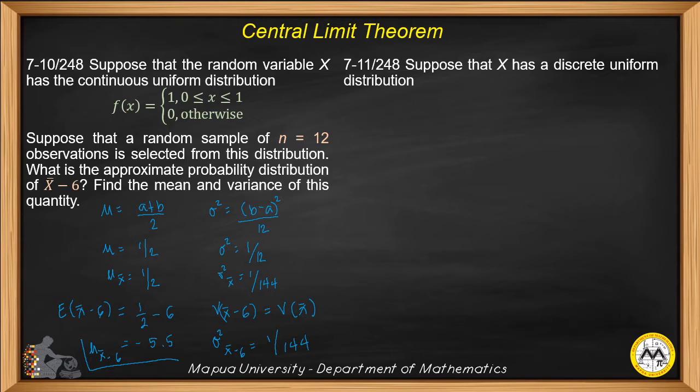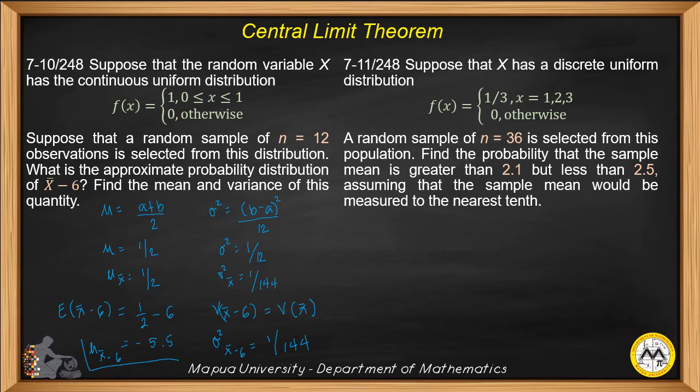Let us consider another example. Suppose that x has a discrete uniform distribution. F of x is equal to 1/3 for x equal to 1, 2, or 3, and 0 otherwise. A random sample of n equal to 36 is selected from this population. Find the probability that the sample mean is greater than 2.1 but less than 2.5, assuming that the sample mean would be measured to the nearest 10.